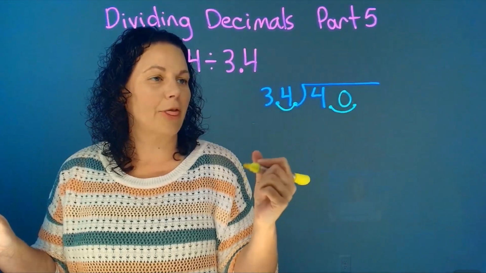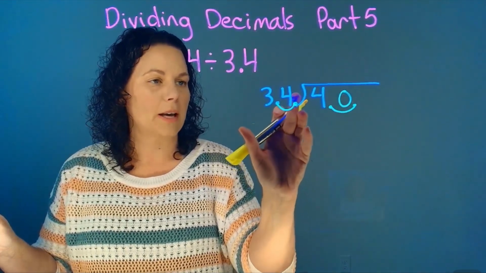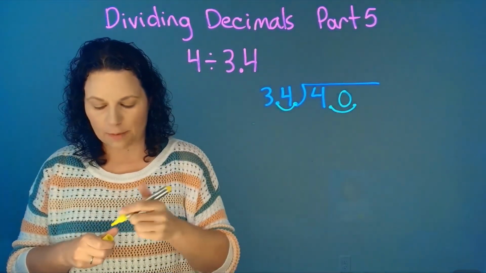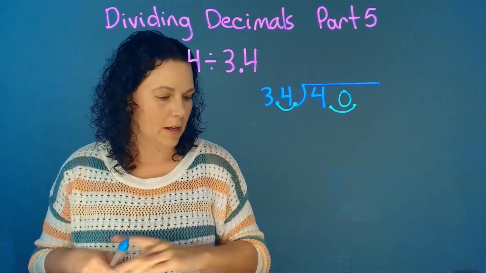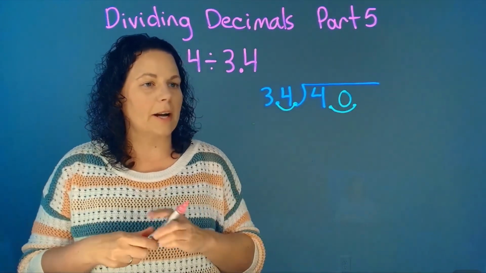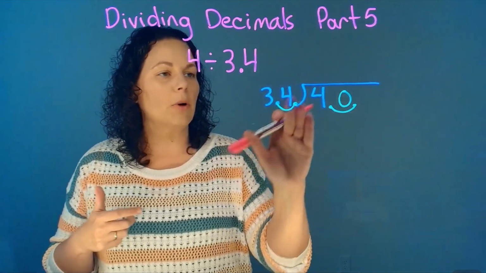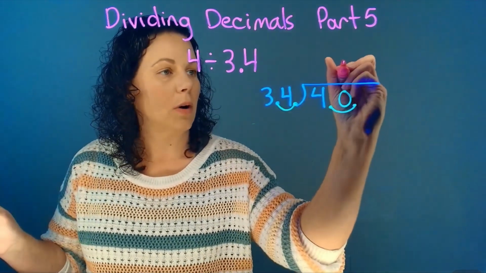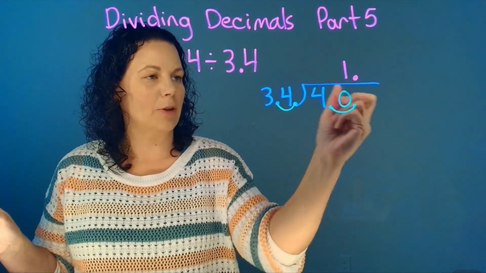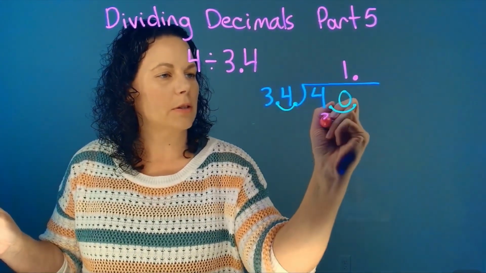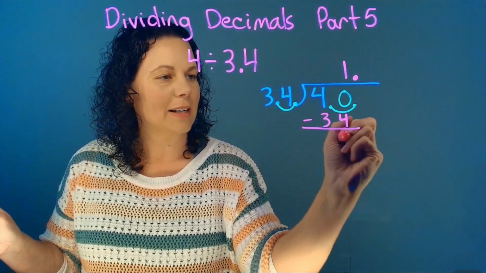So now we have 34 going into 40. You can leave it like that if you want. If it's messy to you, you can erase it or recopy it. We're just gonna keep going, but I do want a different color. All right, so will 34 go into 40? Yes, it does. One time. I'm gonna go and bring that decimal up since I don't wanna forget about it. 1 times 34 is 34. Subtract and I get 6 left over.